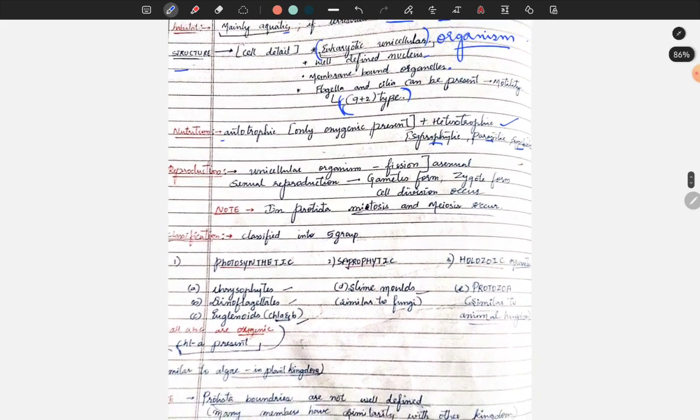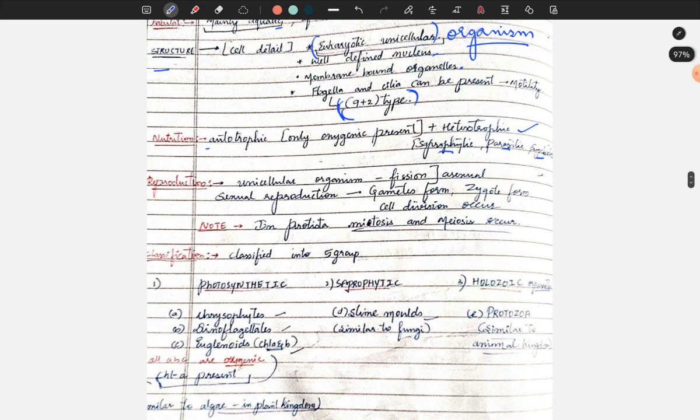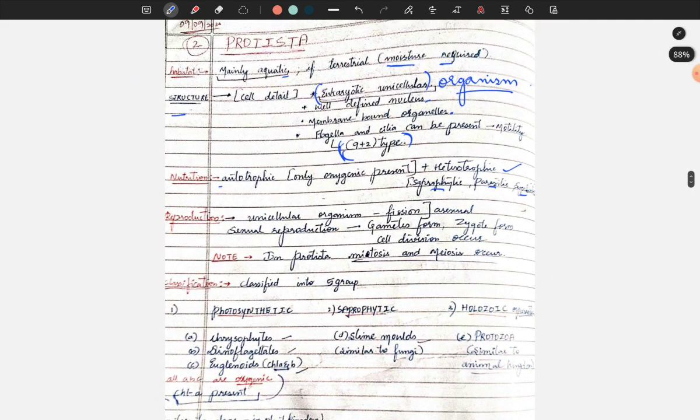Now coming to reproduction. What is reproduction? Reproduction is the term used when the parents produce their young ones. Whereas in unicellular eukaryotic organisms, reproduction is nothing but fission, which happens mainly through the asexual type. And even in sexual reproduction, gametes are formed, a zygote is formed and cell division occurs, which in a sense tells that true sexual reproduction is present in Protista.